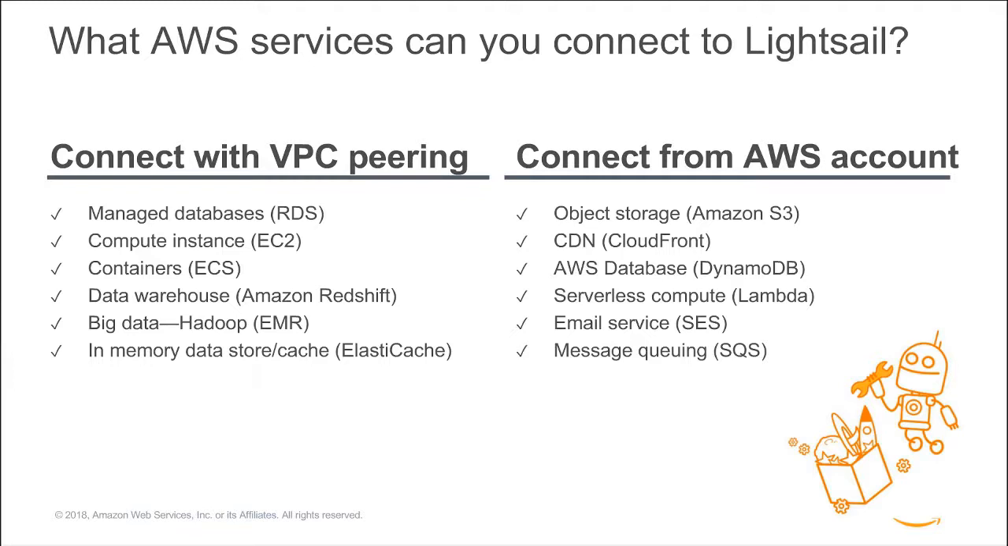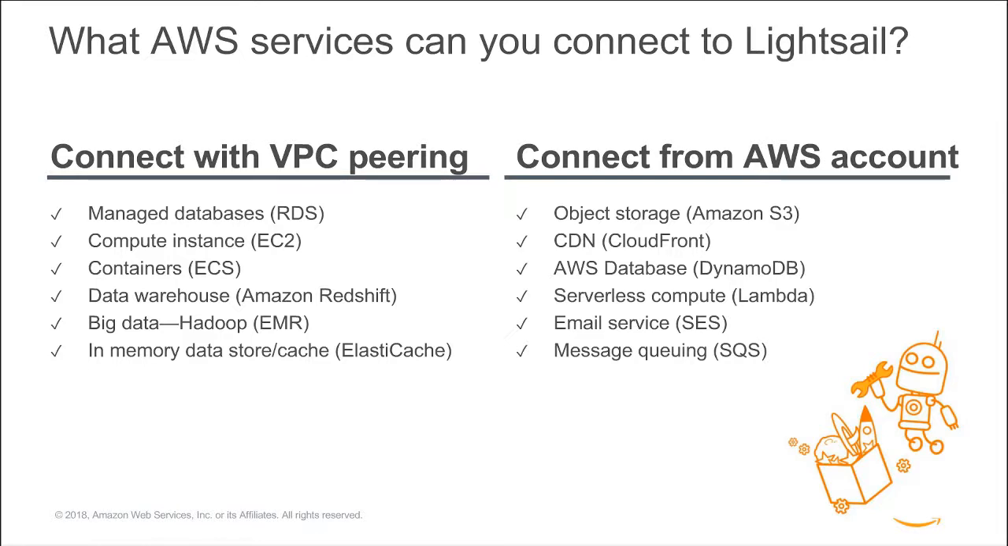So just to give you a quick taste of some of the services that you could connect, and this is by no means a finite list. In fact, since AWS is launching new services every day, we expect these lists would only grow and grow. The first left-hand column here talks about services that you can connect with VPC peering. We think a great service to extend your Lightsail application capabilities is our managed database service, or RDS.